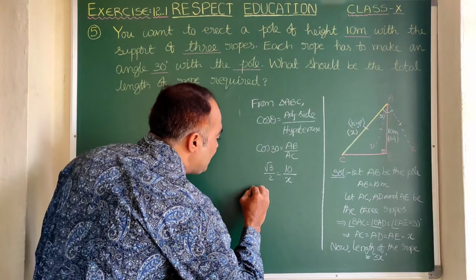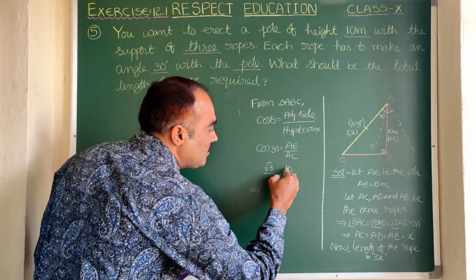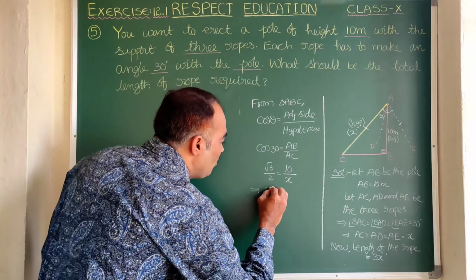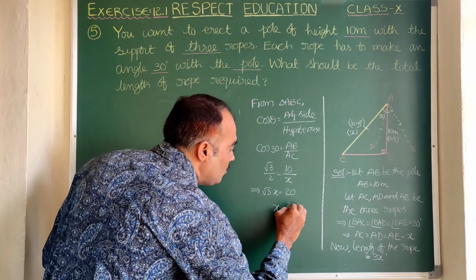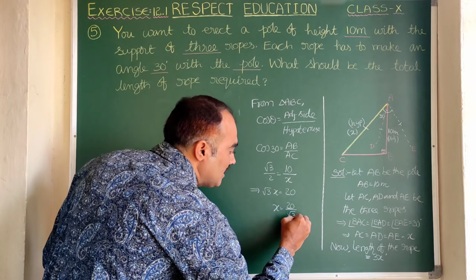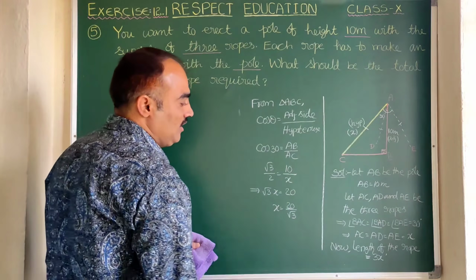Now on cross multiplication, root 3 into X equal to 2 times 20. Root 3 X is equal to 2 times 20. So X equal to 20 by root 3. This is the value of X.